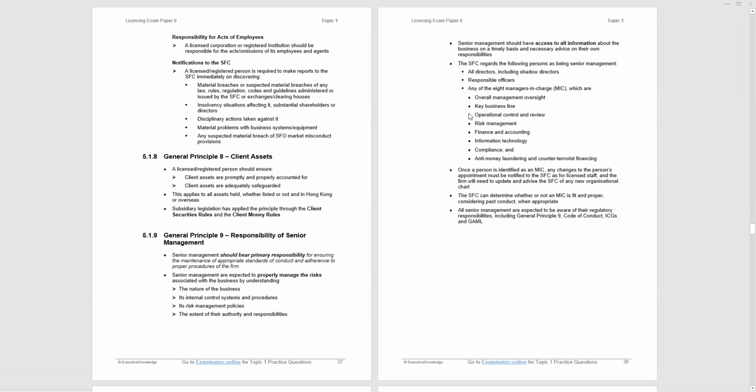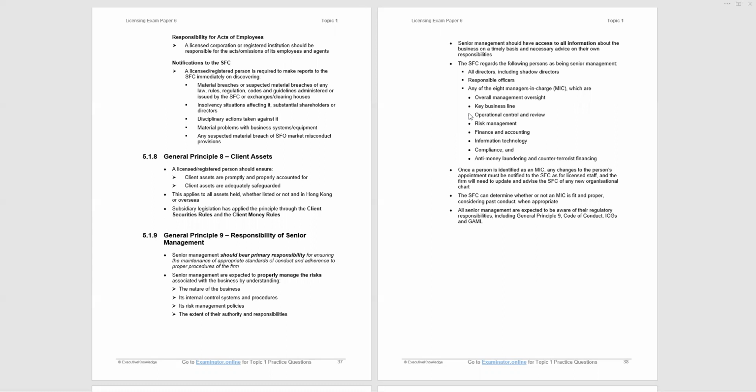Responsibility for acts of employees, top page 37. Yes, intermediaries are responsible for the acts of their employees. And just after that, before 5.1.8, we list all the notifications that you are required to make to the SFC. And you should make those reports in writing immediately on discovering, and they're listed there, very standard.